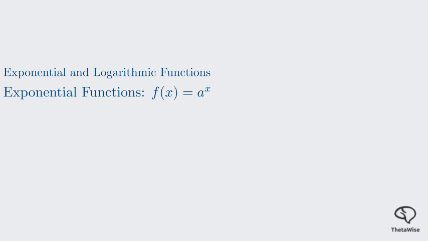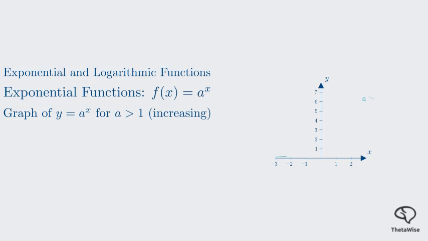An exponential function has the form f of x equals a to the power of x, where a is a positive constant, not equal to 1. The variable is in the exponent. The behavior of the graph depends on the base, a. If a is greater than 1, the function is increasing. It starts very close to the x-axis on the left and grows rapidly as x increases.